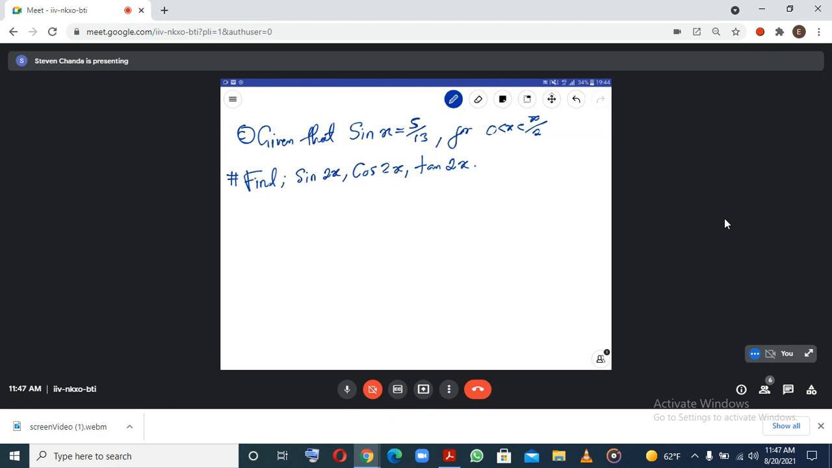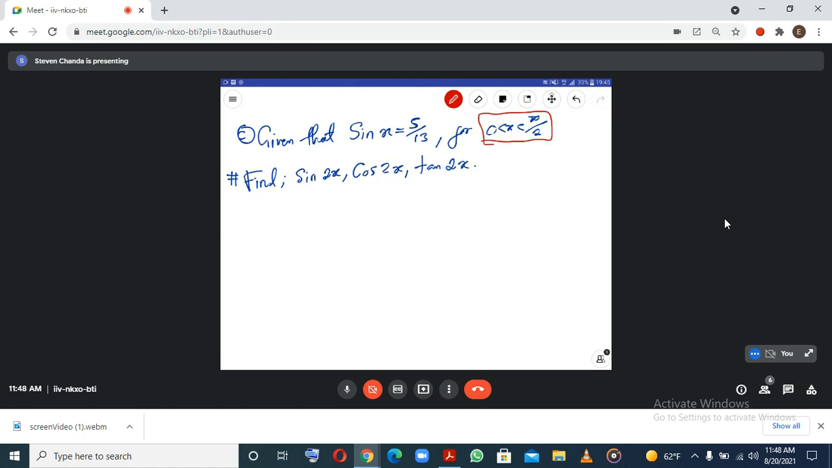Now this is an interesting question. Why is it interesting? Because for you to be able to solve, you have to find sine 2x and cos 2x. One thing you have to remember for these particular questions is this range they've given you. That's where the money really is.